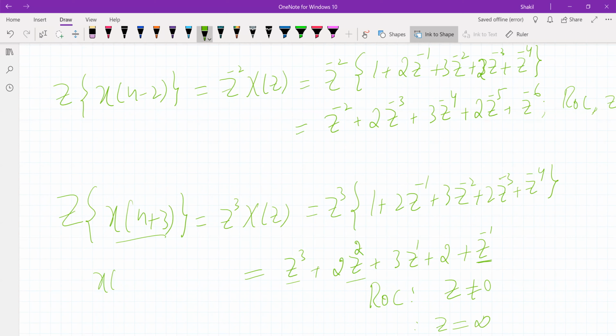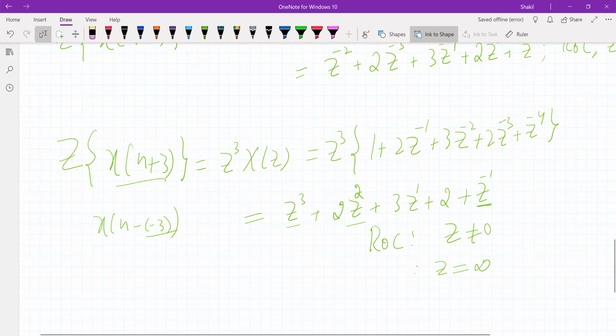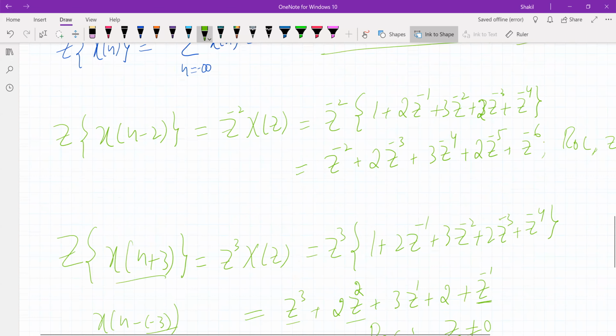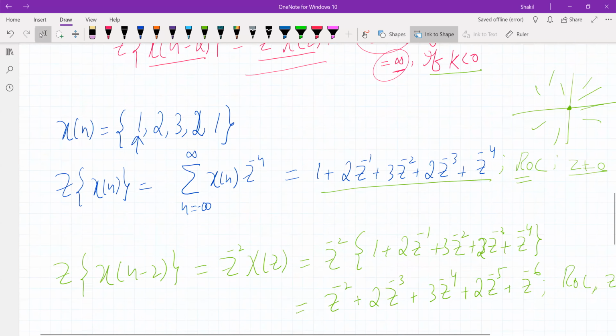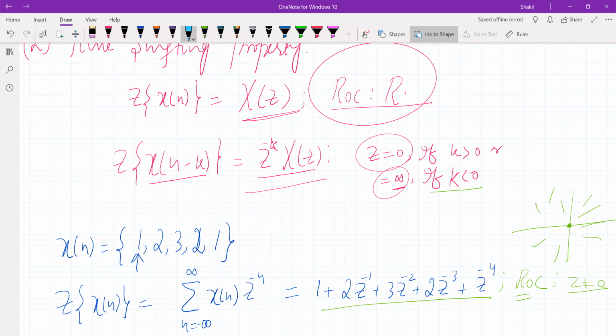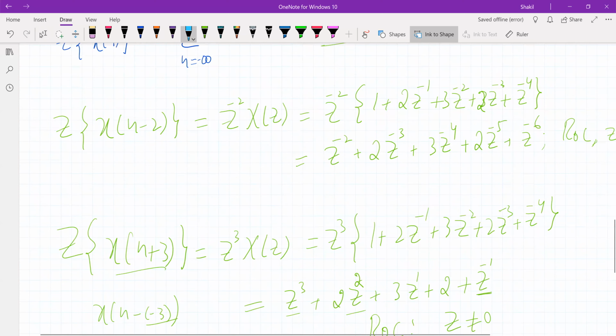So we can write it as x of n minus 3. So k is minus 3. So when k is negative, the z equal to infinity point is excluded from the region of convergence. So this is the z transform of a shifted version. So, time shifting property of z transform. This is very, very important. You must memorize this also.